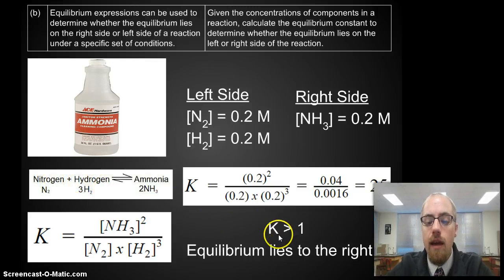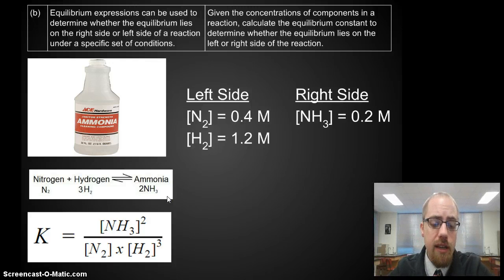Okay? And anytime your K, your equilibrium value, is greater than 1, that equilibrium is going to, as we say, lie to the right. So ammonia, or the right side of the reaction. So what would it look like if the equilibrium lied to the left? Well, we can take a very similar equation, the same equation, and we'll just change our values a little bit.